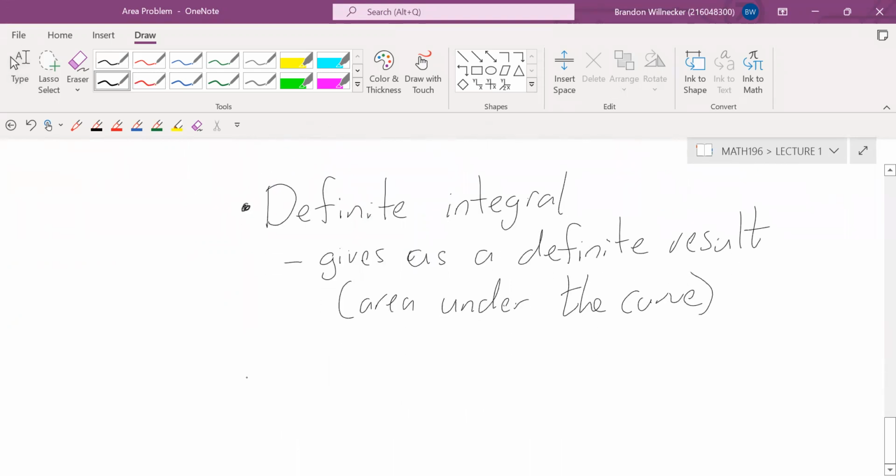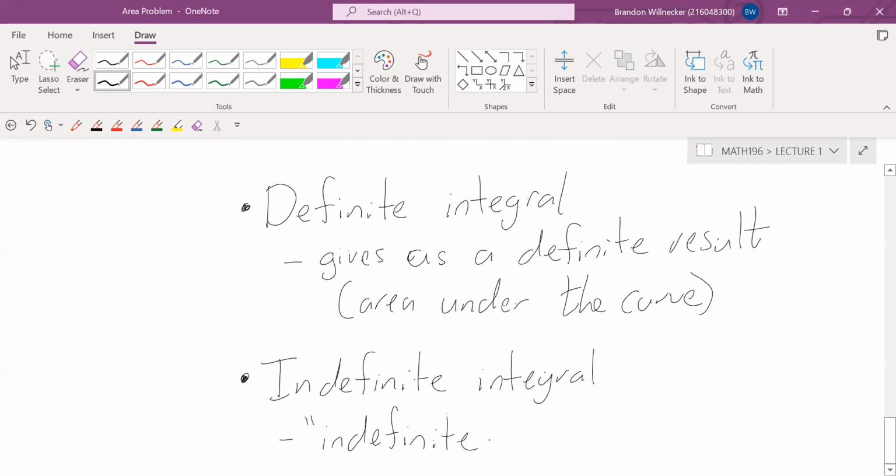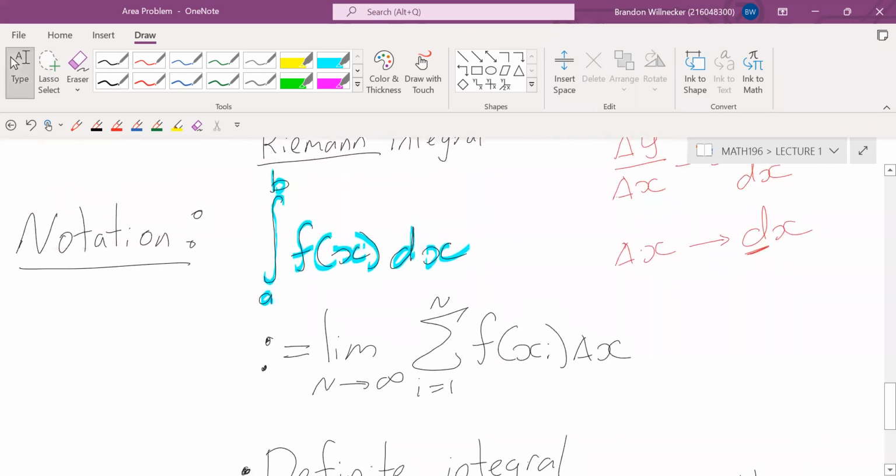Now, we're not going to get to this now. We'll take a look at this later. But we also get something called an indefinite integral. I'm sure you can see here, if this is a definite integral with a definite result, then an indefinite integral will give us something like an indefinite result. That doesn't make too much sense now, but we will see later on. This gives us an indefinite result. But that's just a bit more terminology for this.